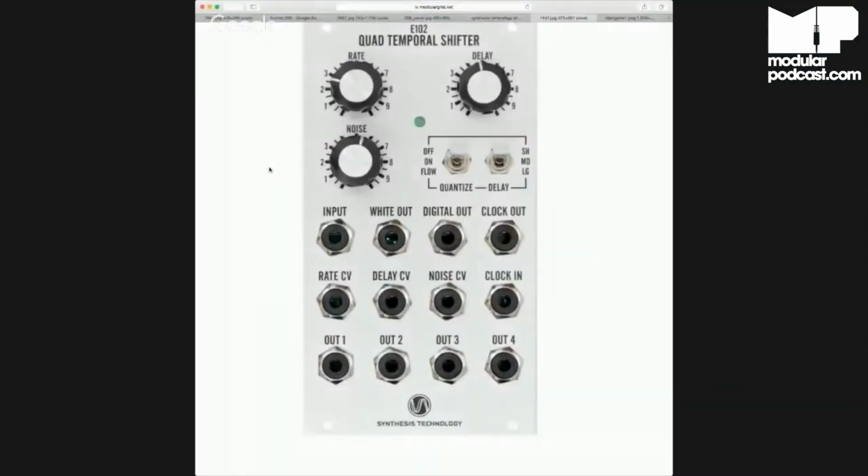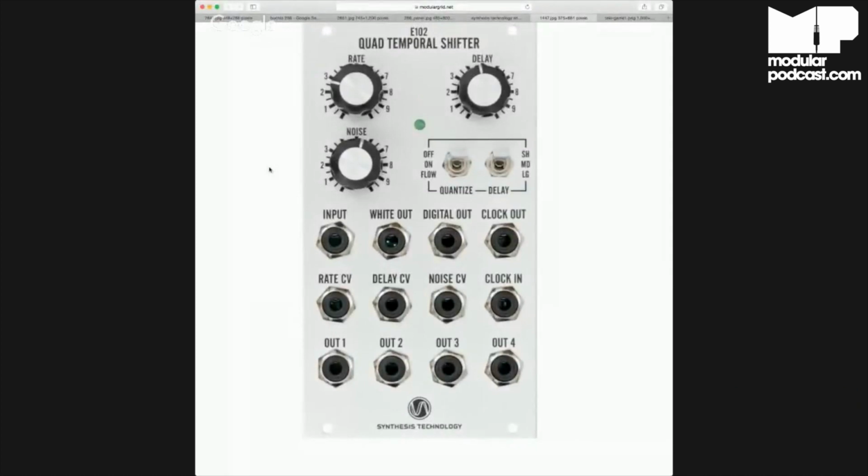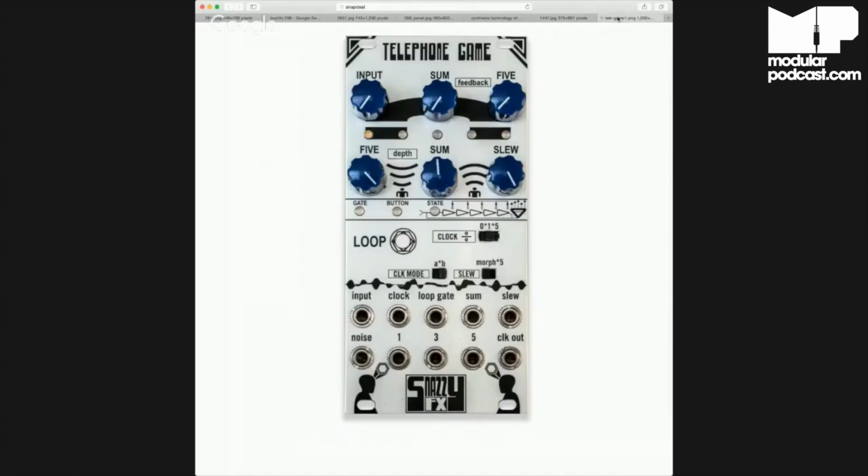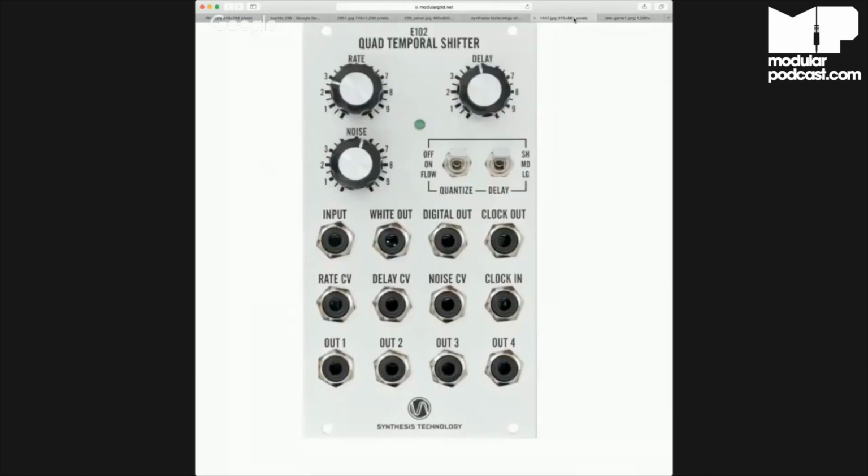Well, just for reference, I know people like pictures. Here's the Synthesis Technology one. Again, I've no experience with that either. I don't think I have any kind of shift register at all. And there's the Snazzy FX. I think the trick with the Telephone Game is that it has several stages of feedback. Maybe, is that right?